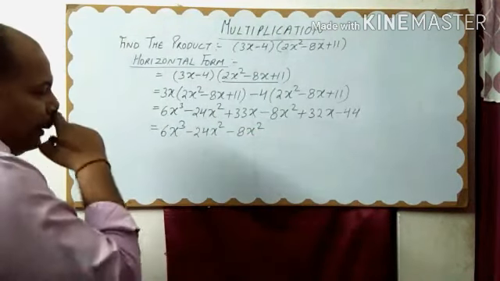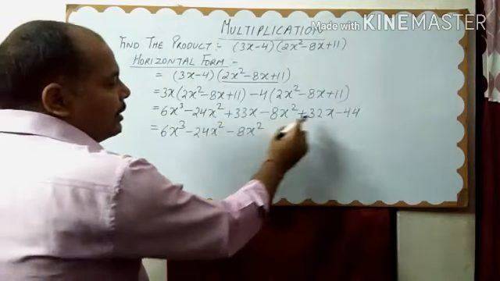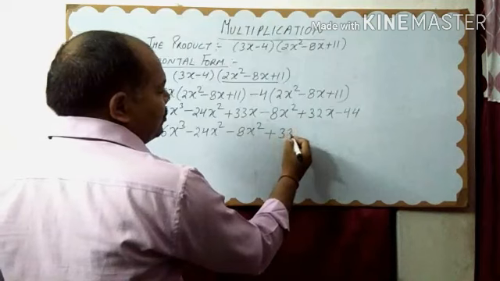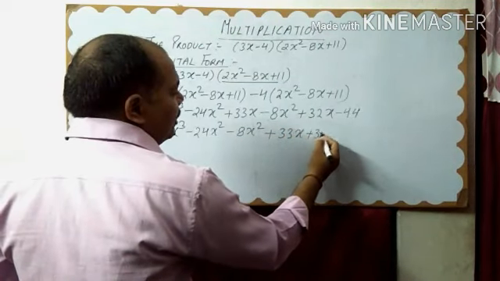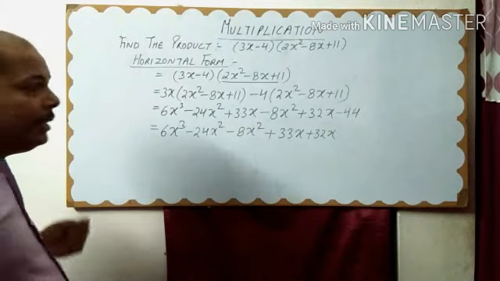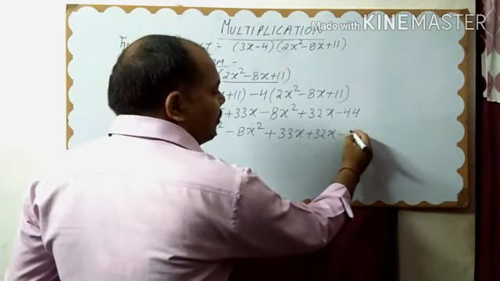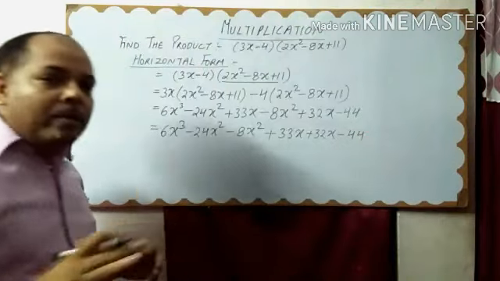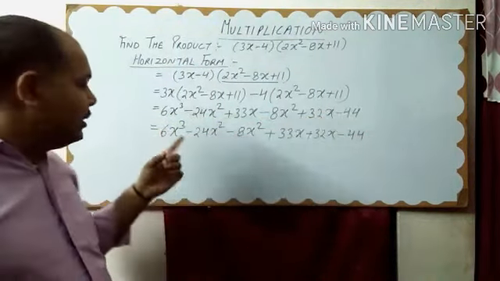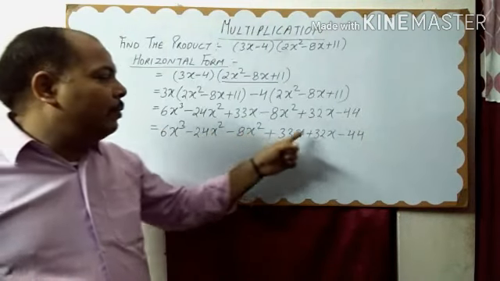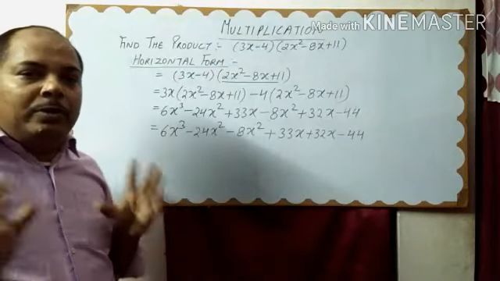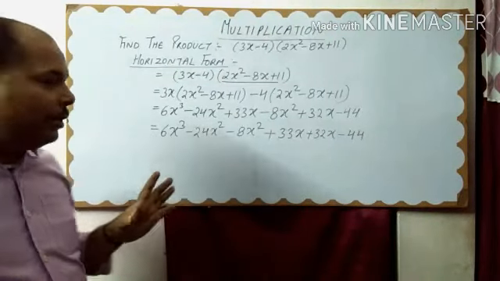Clear? Now 33x plus 32x. Both are like terms, so again we will write these two terms together. Now tell me the remaining term. Very good, minus 44. Now count the terms here: 1, 2, 3, 4, 5, 6 terms are there. Again 1, 2, 3, 4, 5, 6. Six terms means we have arranged all the terms. No terms are left.